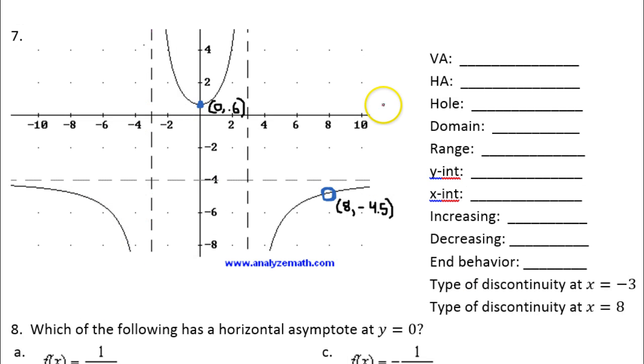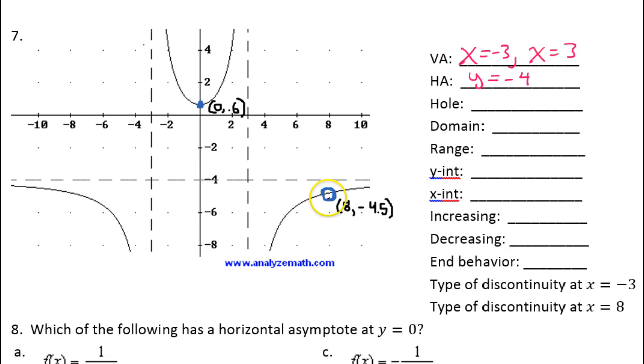All right, for number 7, we have some nice function analysis. Vertical asymptote, we have two of those. We have a vertical asymptote at -3. You just have to remember to write x equals -3. And we have another one at +3, so we will have x equals +3. We have a horizontal asymptote down here at -4. Horizontal asymptotes are y equals, so y equals -4.